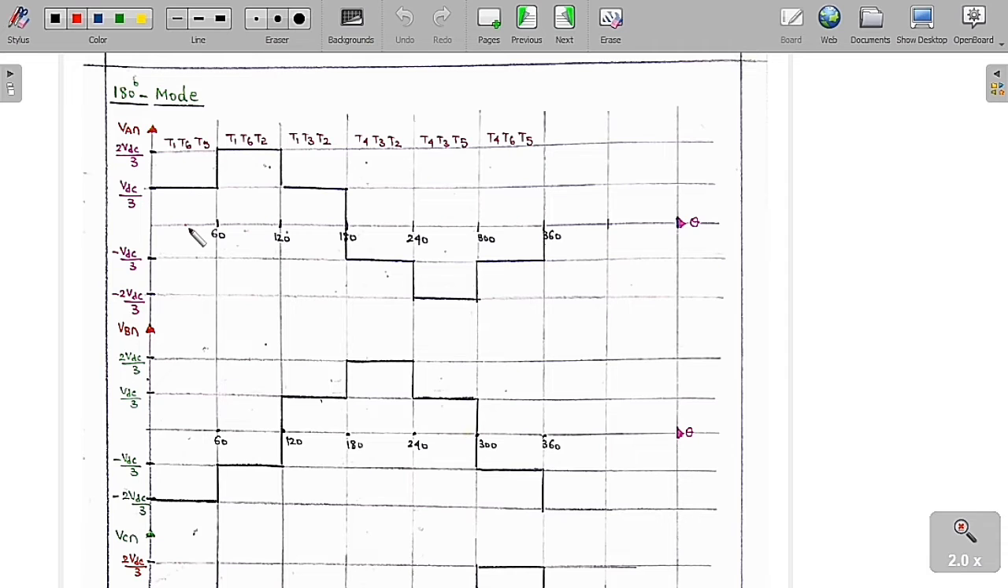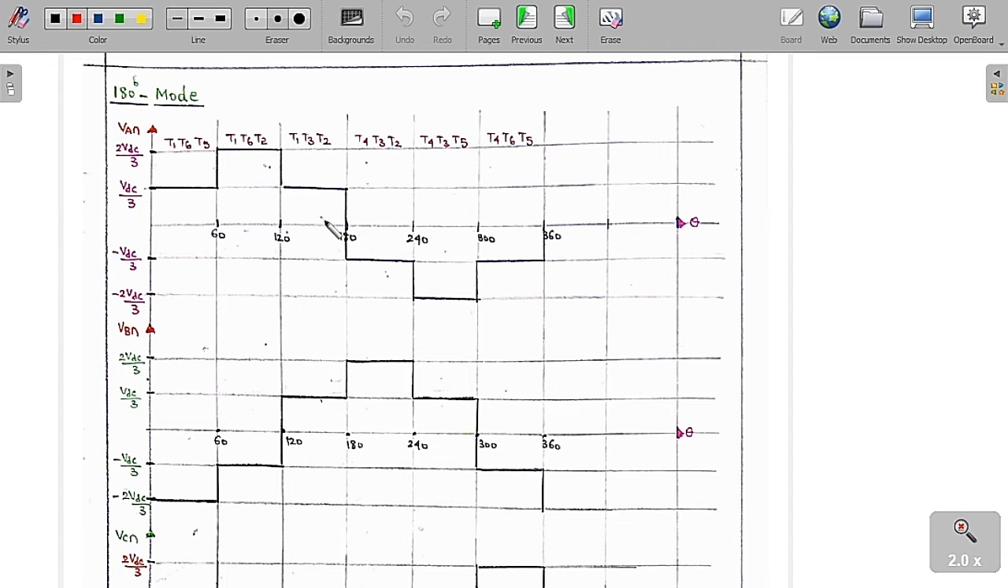Similarly, from 60 degrees to 120 degrees, you can see clearly from the control scheme diagram that T1, T6 and T2 are going to conduct. If you close these switches and analyze the circuit, we are going to get the phase voltages: VAN as plus 2 VDC by 3, VBN as minus VDC by 3 and VCN as minus VDC by 3. So these are the voltages that you are going to get and you can easily draw on the graph.